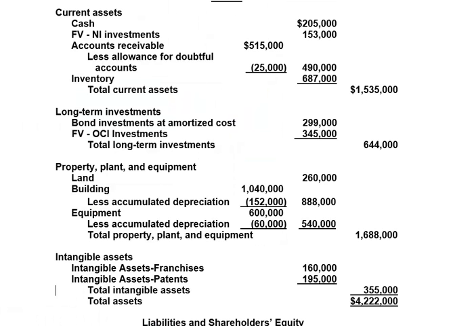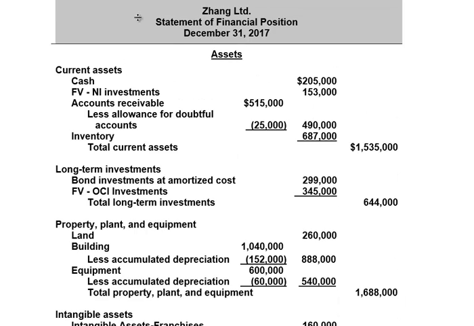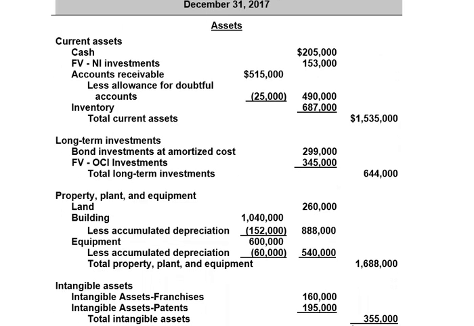So you can see here we start with a proper three-line title, which looks at the company name, Zhang. We're also looking at the name of the statement, statement of financial position, as well as the date. And don't forget, it's at a date.